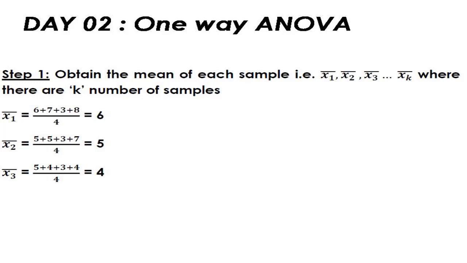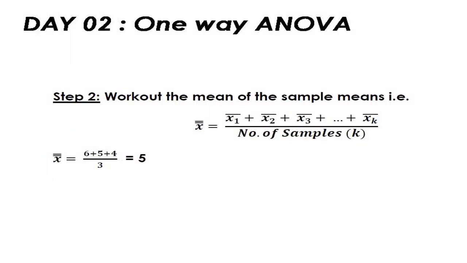After this, step 2 is that we have to work out the mean of the sample means, that is x bar, equal to x1 bar plus x2 bar plus x3 bar plus dot dot dot plus xk bar, divided by the number of samples, represented by k. So here x1 bar we have already calculated as 6, x2 bar as 5, and x3 bar as 4. And since there are 3 samples, it will be 6 plus 5 plus 4 divided by 3, which is finally equal to 5.